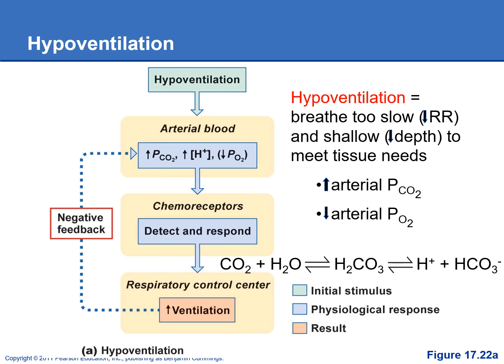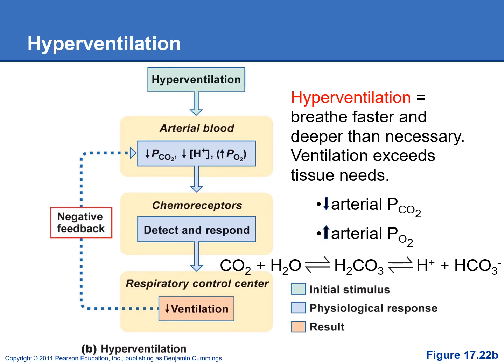But again, the most important stimulus for breathing is the partial pressure of carbon dioxide. That will be detected by the chemoreceptors along with the hydrogen ions. And if the oxygen levels get really, really low, the peripheral chemoreceptors can also respond to that. So in response to hypoventilation, the respiratory control centers will try to tell you to breathe faster and deeper.